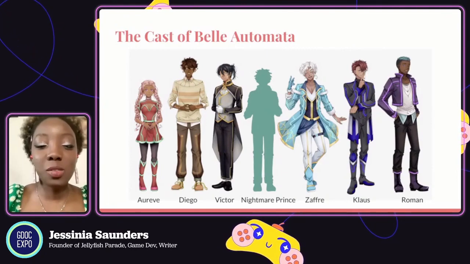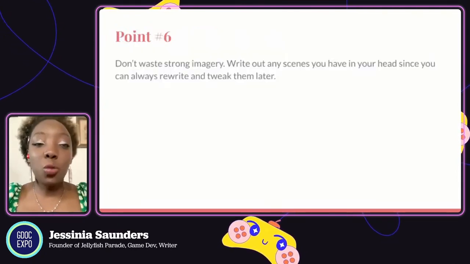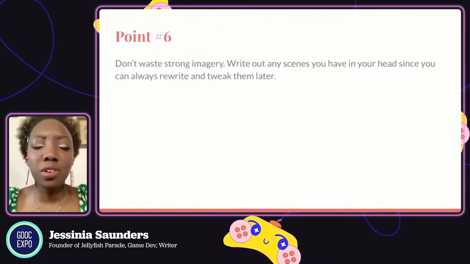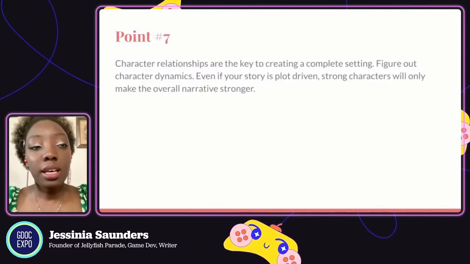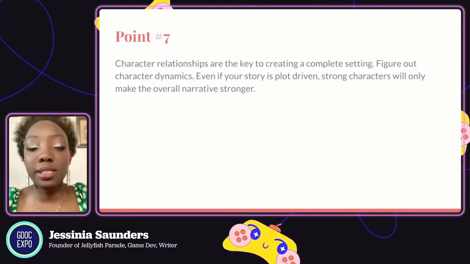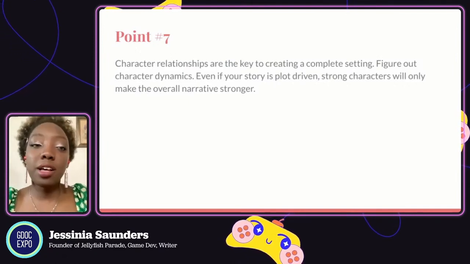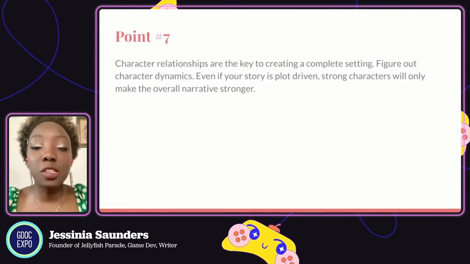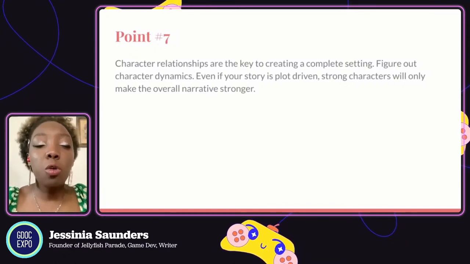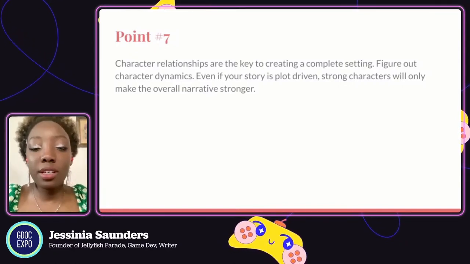So with that, I get to the next points. First, don't waste strong imagery. Write out any scenes you have in your head, since you can always rewrite and tweak them later. And next, character relationships are the key to creating a complete setting. Figure out character dynamics. Even if your story is plot driven or if there's no plot at all, strong characters will make the overall narrative even stronger.